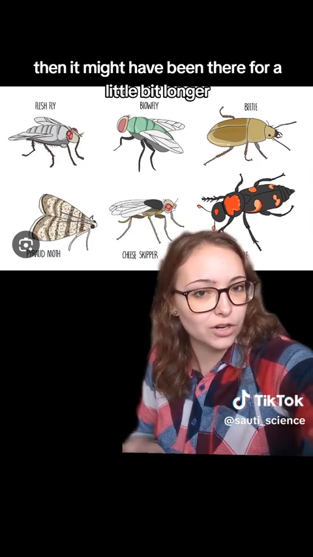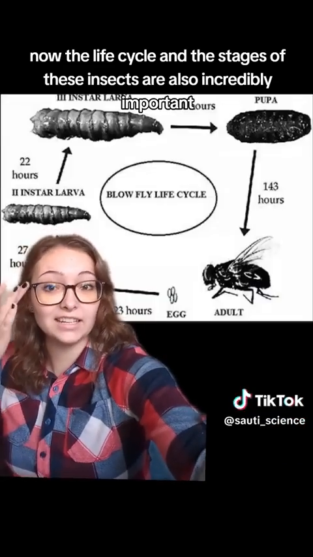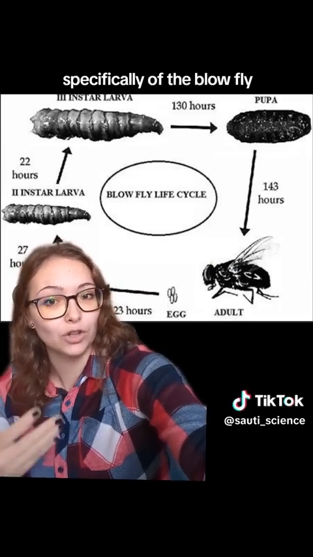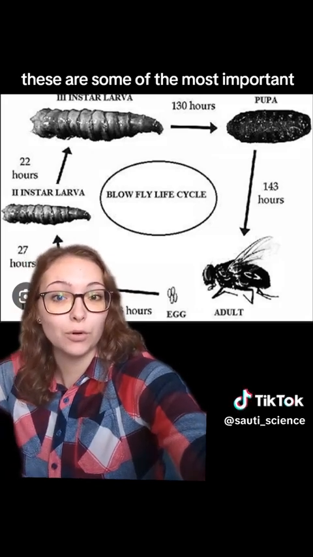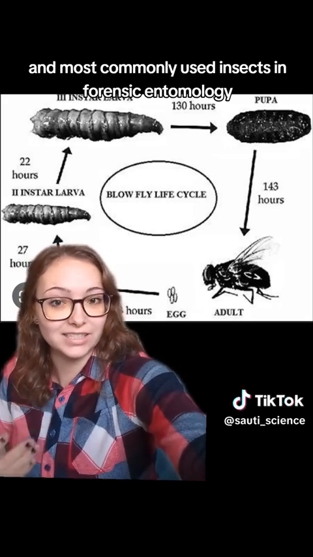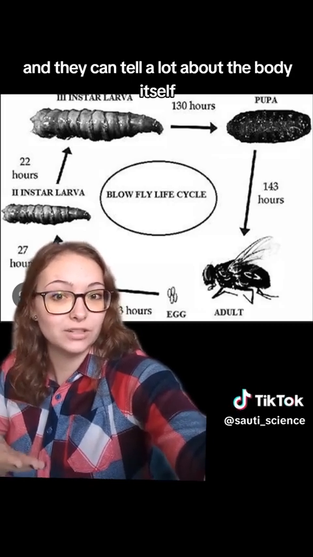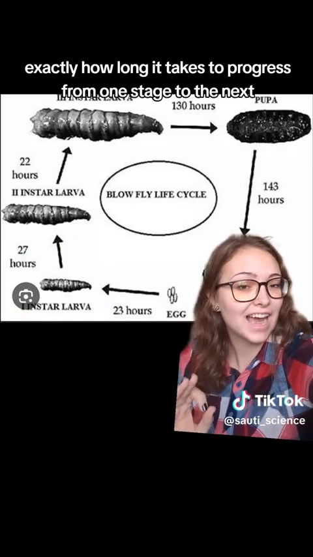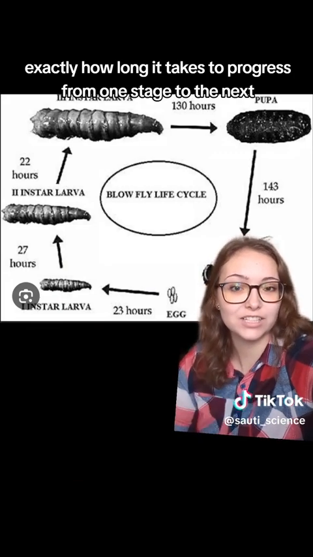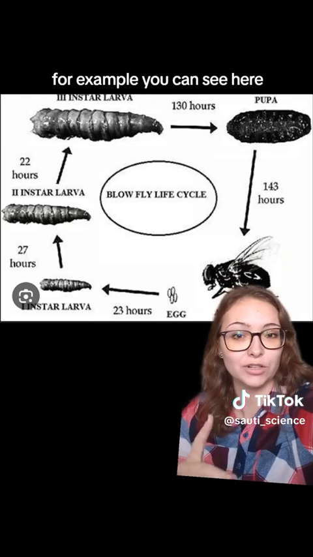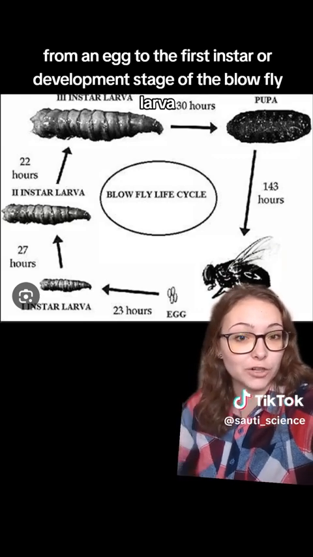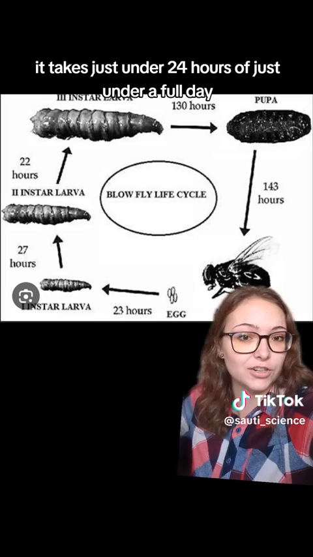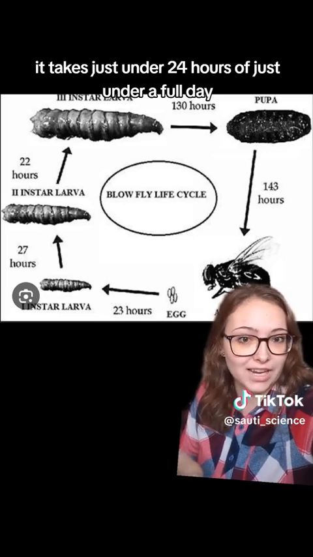Now, the life cycle and the stages of these insects are also incredibly important, specifically of the blowfly. These are some of the most important and most commonly used insects in forensic entomology, and they can tell a lot about the body itself. The life cycle is well known, exactly how long it takes to progress from one stage to the next. For example, you can see here, from an egg to the first instar or development stage of the blowfly larva, it takes just under 24 hours, so just under a full day.